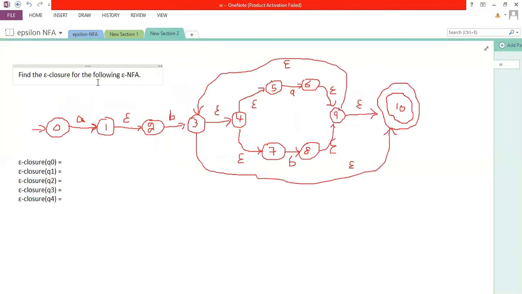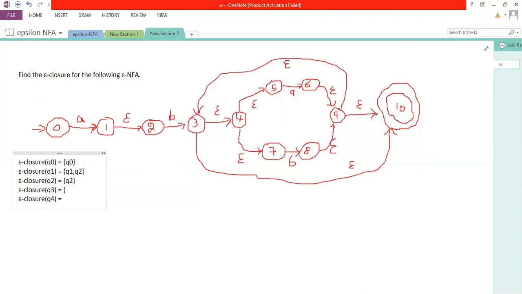Check this. So let's find epsilon closure for this big diagram. Seems to be very lengthy, but pretty much easy. So let's start writing it. Epsilon closure for Q0 is Q0 itself. No more states because there is no transition from Q0 with epsilon to any other state. Moving on, epsilon closure for Q1 is Q1, Q2. That's clear. Similarly, try finding epsilon closure for Q2. It's Q2 itself.